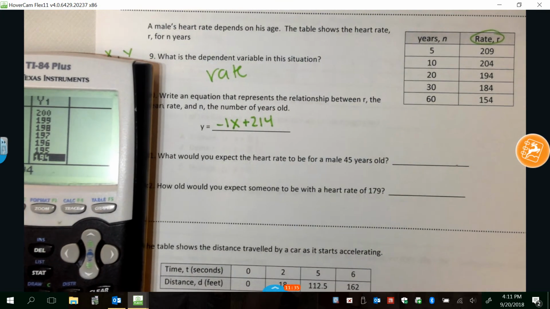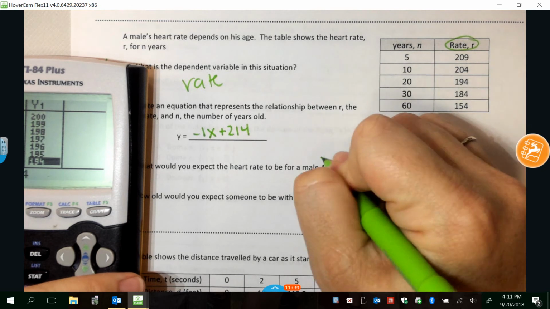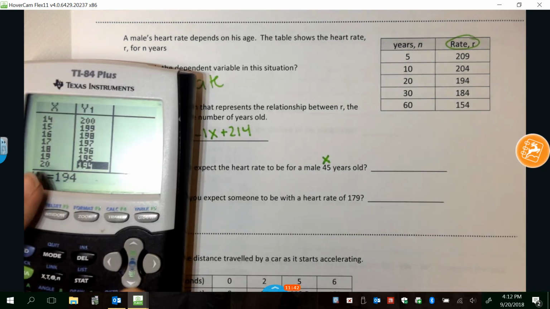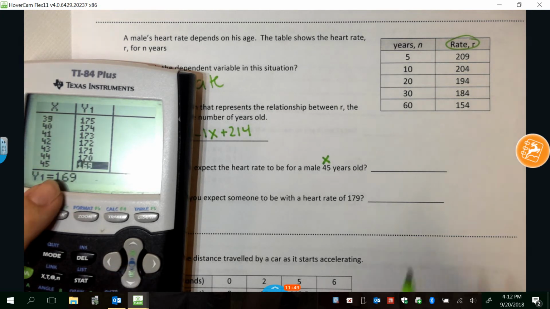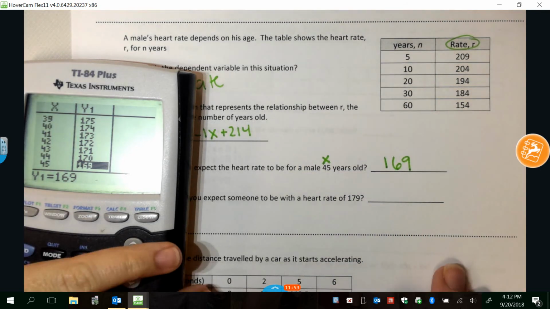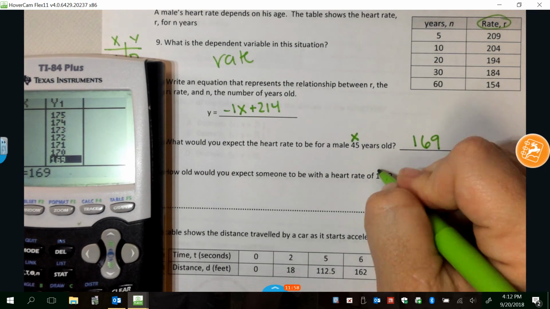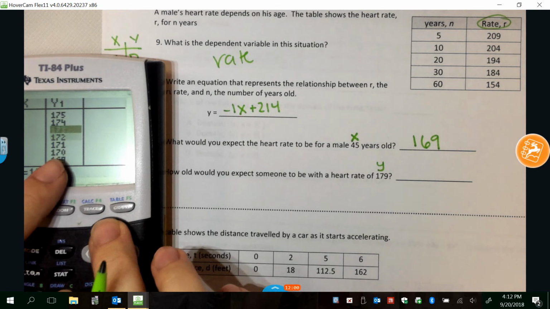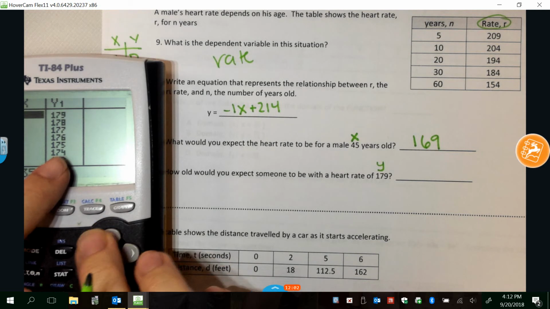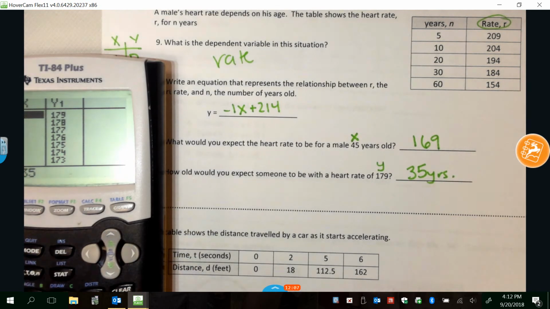So what would you expect their heart rate to be for a male of 45 years old? So years is X for us. So I'm going to scroll all the way down to where X is 45. So it's going to be 169 is going to be our rate. Okay, so then it tells me how old would you expect somebody to be with their heart rate is 179, which is my Y. So I'm looking at 179 for my Y, which is 35 years. Okay.